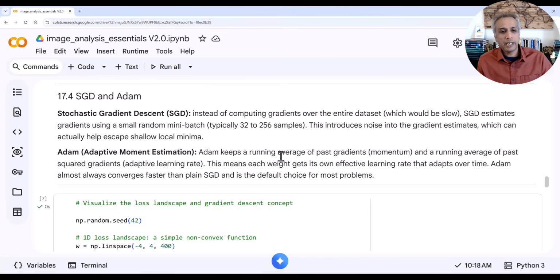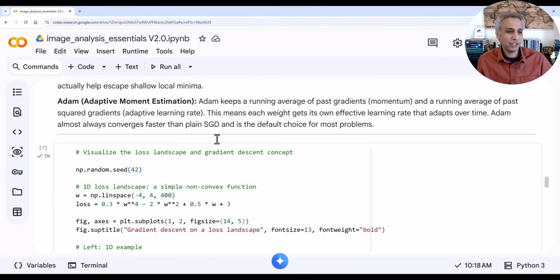ADAM is kind of similar. It keeps a running average of past gradients and a running average of past squared gradients. This means each weight gets its own effective learning rate that adapts over time. Again, this is not a deep tutorial into how all of this works. I just want to introduce the terms and at a high level explain what they are. But if you are really getting excited, there are millions of videos on YouTube that talk about each of these, and please go ahead and check those out.